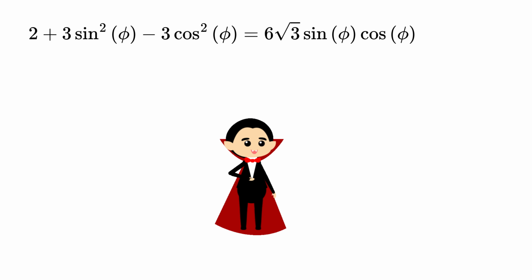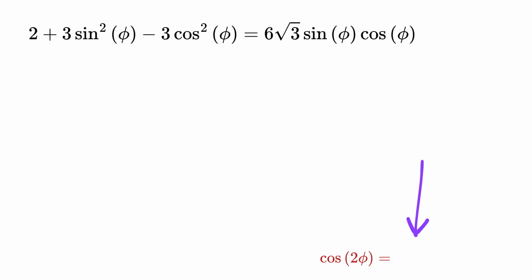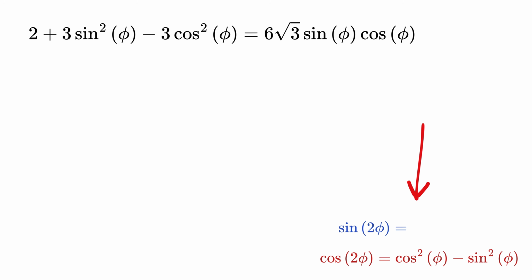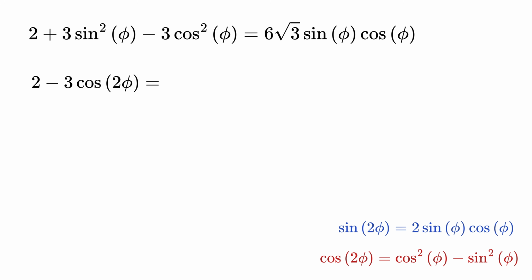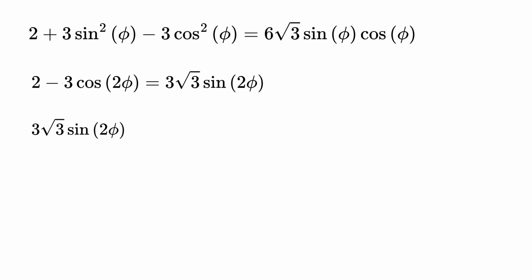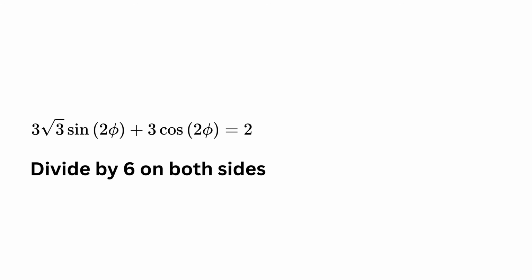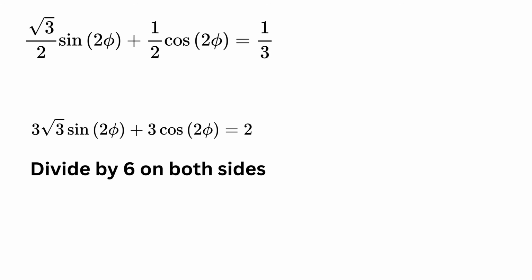Oh my God! Here comes the most magical part. We know that cos 2 phi is the same as cos square phi minus sine square phi. And similarly, sine 2 phi is equal to 2 times cos phi times sine phi. So this will become 2 minus 3 times cos 2 phi equals this will become 3 root 3 times sine 2 phi, right? So we have 3 root 3 times sine 2 phi plus 3 cos 2 phi equals 2. Now divide by 6 on both sides to get root 3 over 2 sine 2 phi plus half cos 2 phi equals 1 over 3.